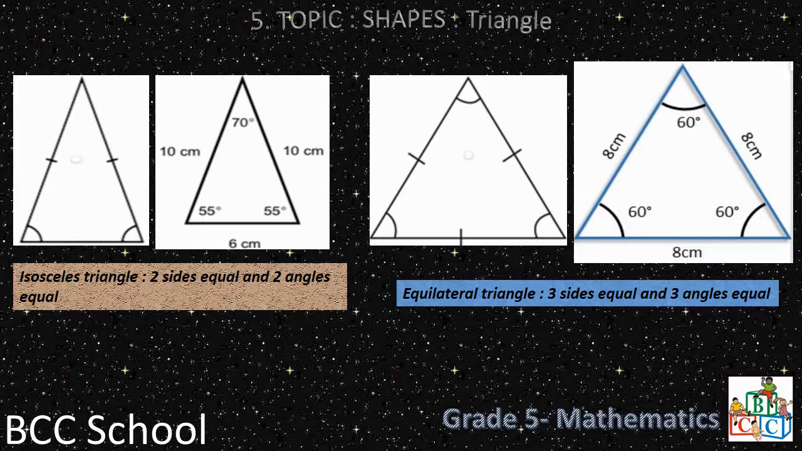The third and the last picture are equilateral triangles. 3 sides equal and 3 angles equal. For example, in the last picture, we have the 3 sides which are 8 cm and the 3 angles which are 60 degrees. This is an equilateral triangle.